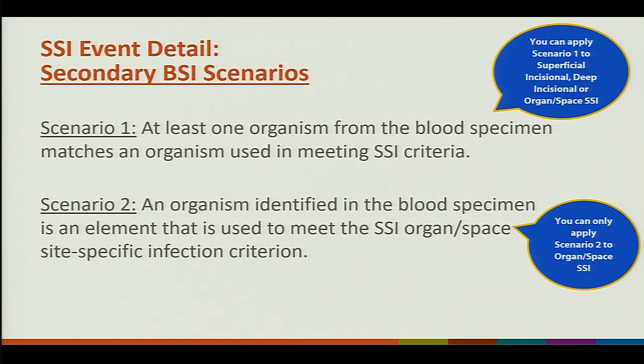Scenario 2 would only be applied in a situation where you're working with an organ space SSI and you're working with chapter 17. Does that make sense? The blood would have to be part of a definition in chapter 17, and that's how it's used as an element.